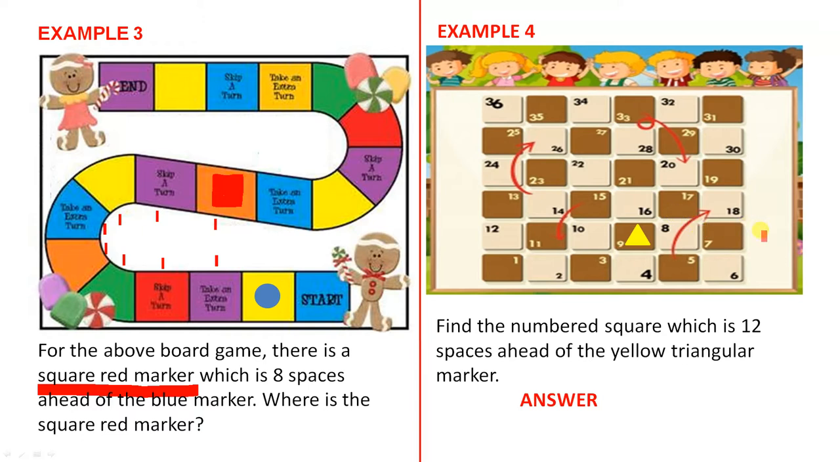Here's another example of a different type of board game. Find the numbered square which is 12 spaces ahead of the yellow triangular marker. So here's the yellow triangular marker, and we need 12 spaces ahead. So all you do is start from the yellow and count ahead 12 times. 1, 2, 3, 4, 5, 6, 7, 8, 9, 10, 11, 12. Okay? So the number is 21. There it is there. So the answer is 21.